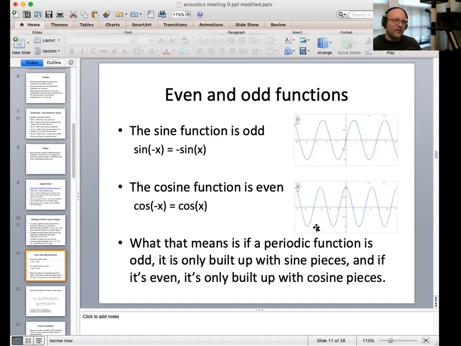But a takeaway is that if the function you're modeling, if it's a saw or a triangle or a square or something like that, if the function you're trying to model this way is odd, then you only use sines. And if it's even, you only use cosines. And if the function is neither odd nor even, you have to use some combination of both.